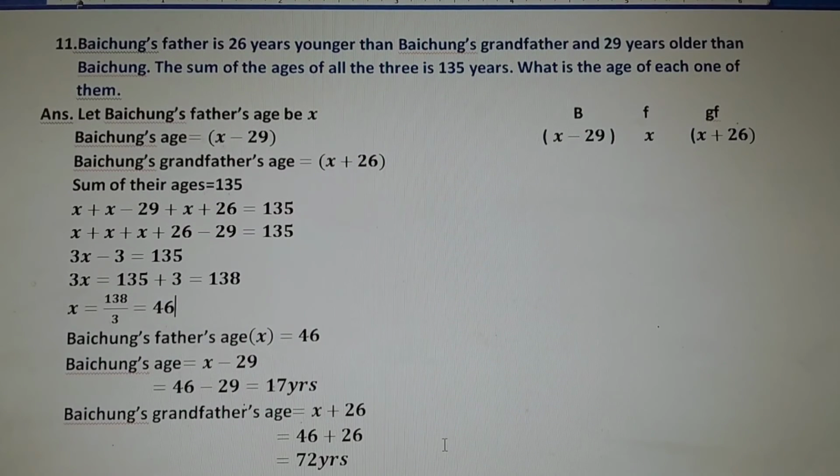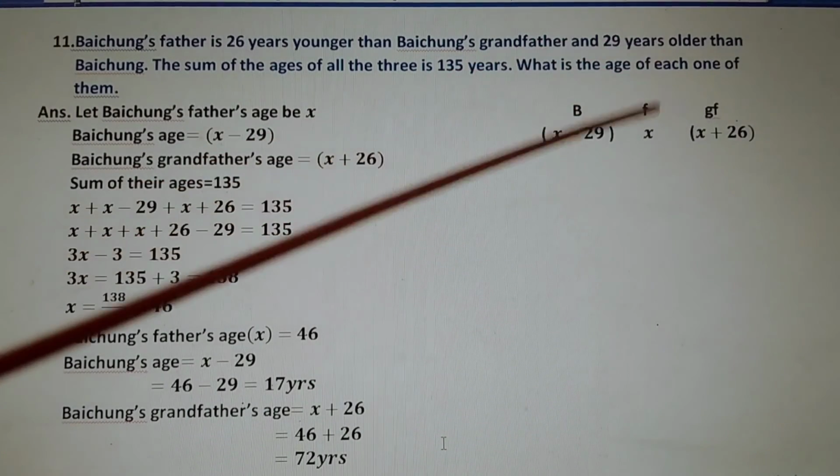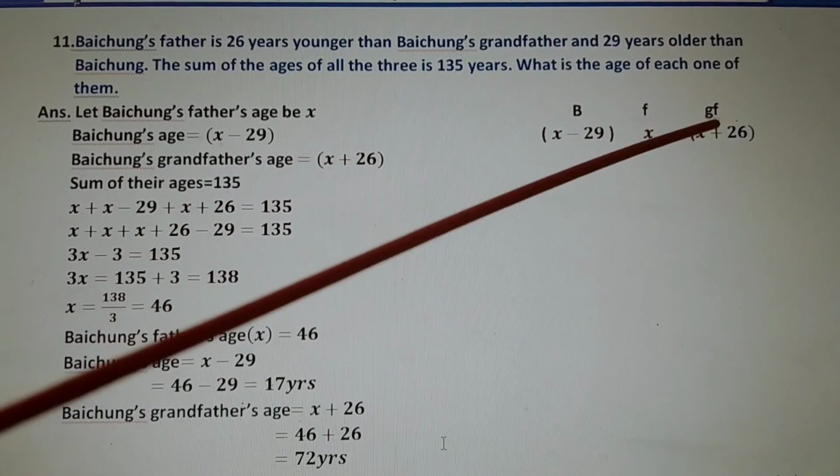11th question is, Baichung's father is 26 years younger than Baichung's grandfather and 29 years older than Baichung. The sum of the ages of all the three is 135 years. What is the age of each one of them? According to question, 3 persons are there. We have to find out their ages. Baichung, Baichung's father and Baichung's grandfather.